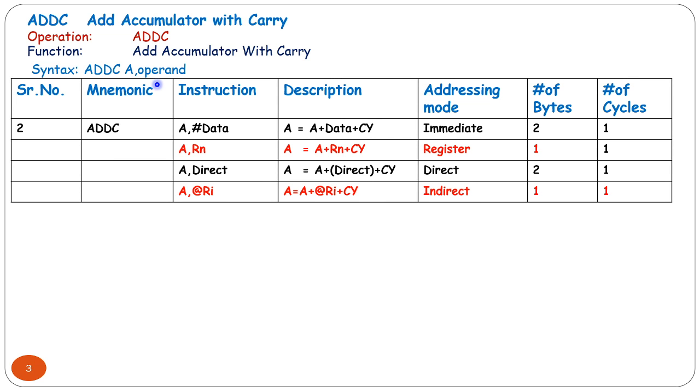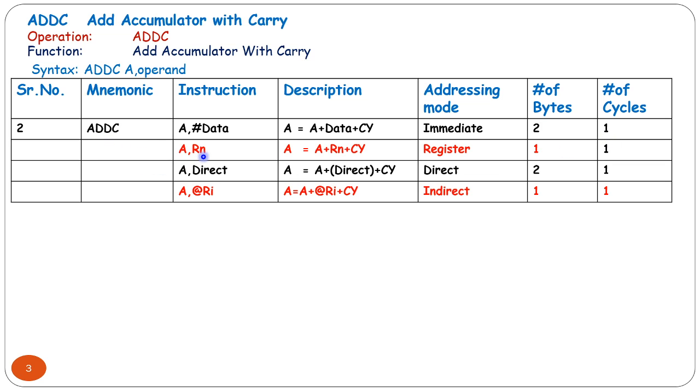These are the instructions belonging to this instruction set, with the ADDC mnemonic. First: ADDC A, #data. The description of this instruction is that the content of the immediate data plus the content of the carry flag bit is added to the accumulator, and the result is stored in the accumulator. This instruction uses immediate addressing. Number of bytes is 2 and machine cycle is 1.